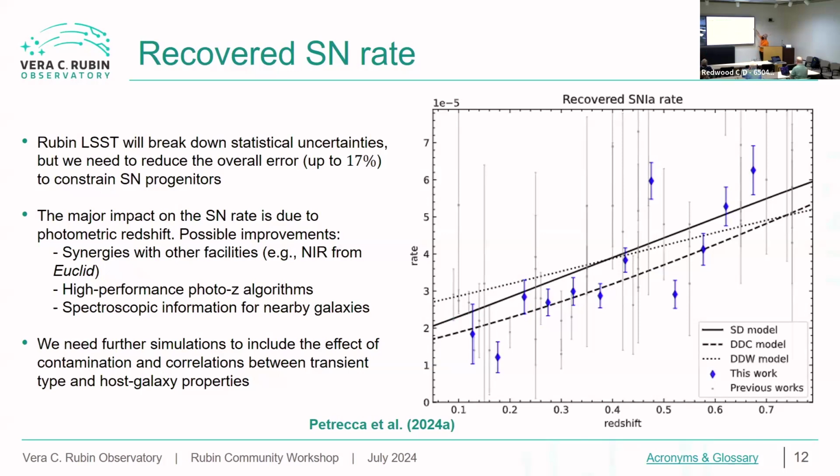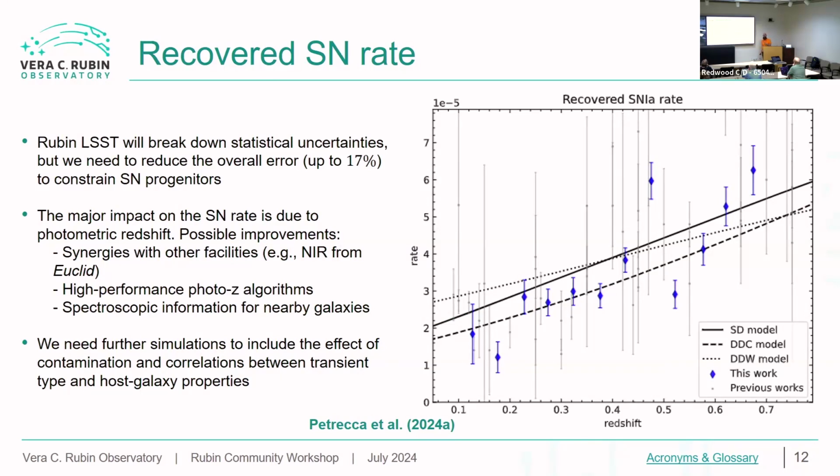And all the gray points on this graph are the points coming from the previous plot that I was showing from the previous survey. And what you can see is that, of course, the uncertainty now is lower. So this is what we expect from LSST because the sample is way larger. But still, we have these uncertainties that are not really allowing you to distinguish between the different progenitors.